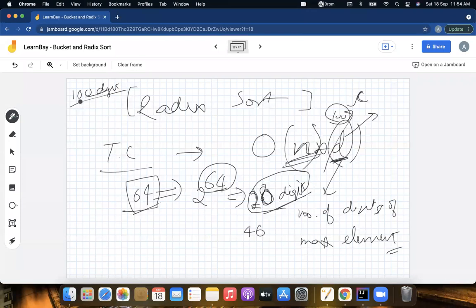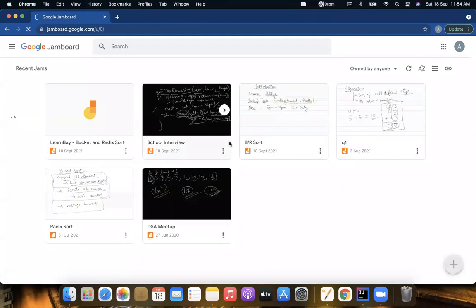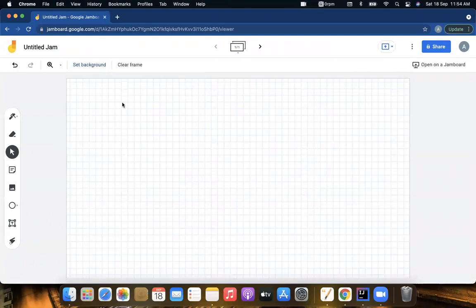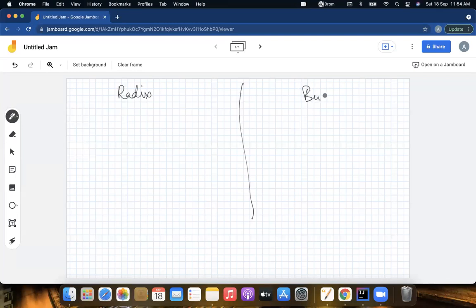Okay, so let me quickly create another Jamboard. I've exhausted the pages there. Okay, so we are doing radix, and we will write what we just said so that you are very comfortable about when to use what. So, conditions for when to use: radix sort you will use when you have positive integers. Bucket sort you will use when the range is defined.